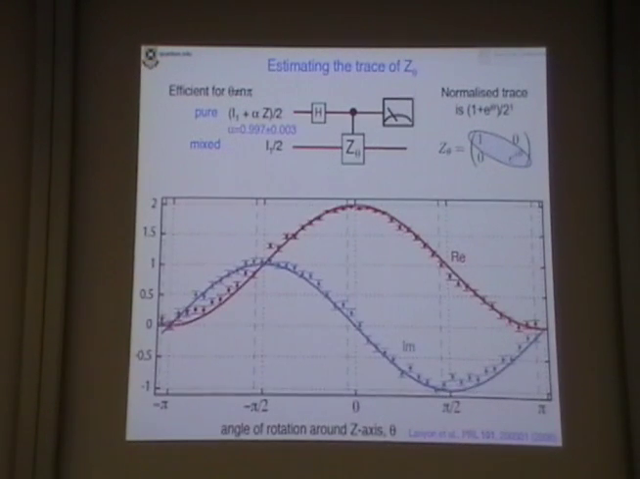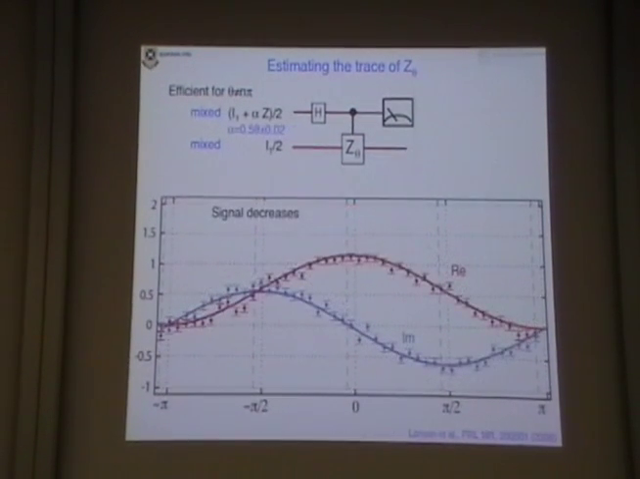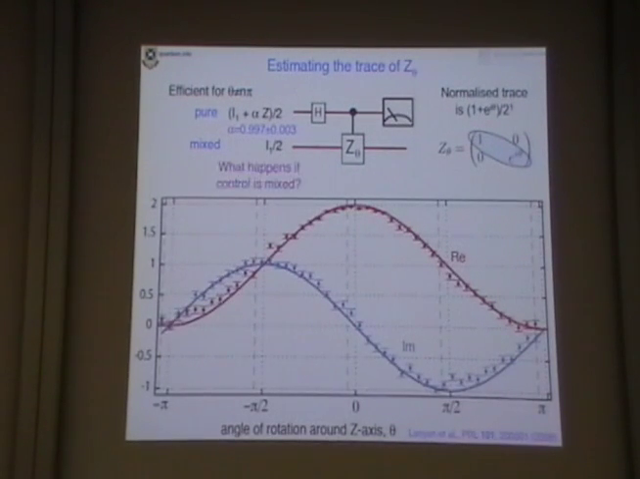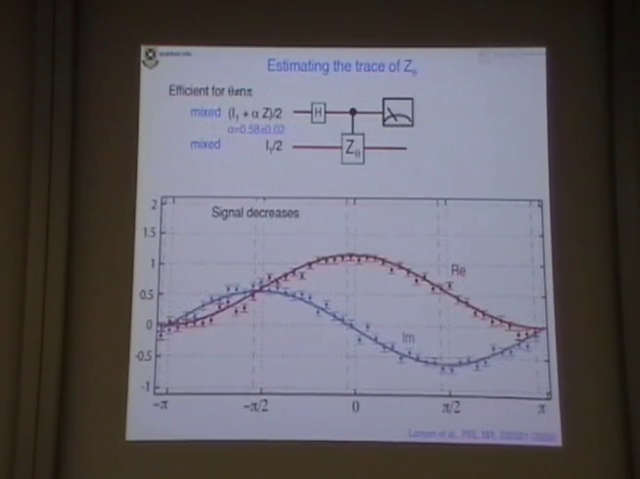And we got out, shown in red and blue, the real and imaginary parts of this unitary as we changed the angle theta here in the unitary operation. Okay, that's fine. What happens if the control is mixed? Well, the signal decreases, but you still get the curves. They still look pretty much the same. They're just a little bit smaller.